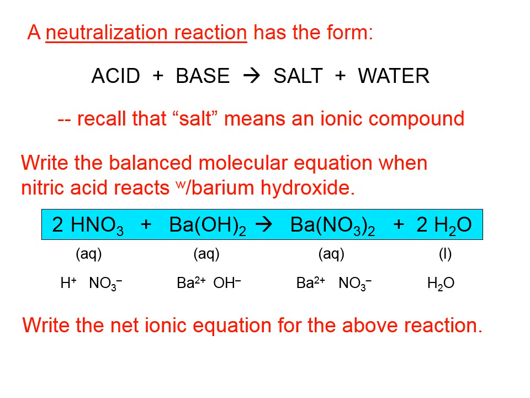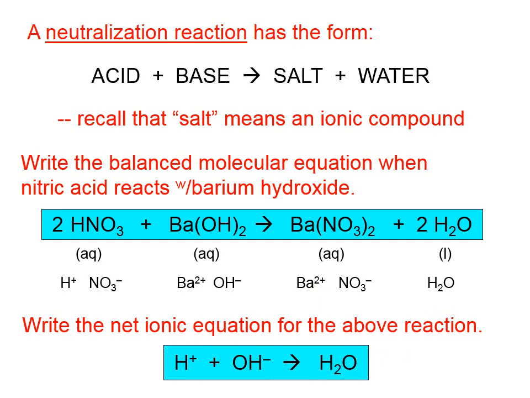Are any of these ions spectators? I'm seeing here that on the left I've got free nitrate ions, and on the right I've got free nitrate ions. That looks like a spectator to me. I've got on the left free barium ions, and on the right free barium ions. That looks like a spectator to me. The net ionic equation is going to look like that.